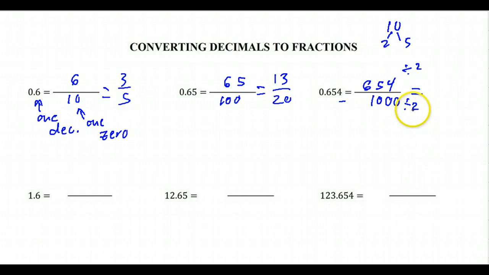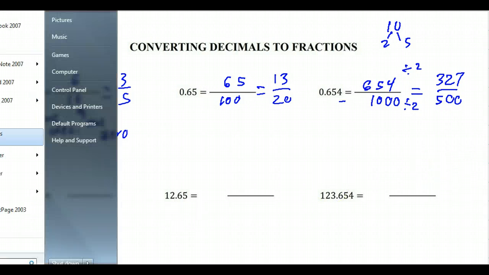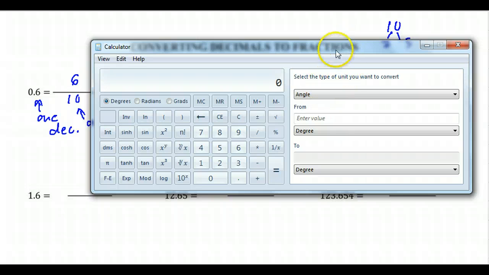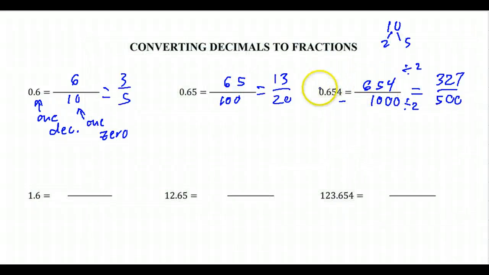You may have more than one 2. So like 654 divided by 2 is 327. And that's 500. And that's it. 327 out of 500. Here, you don't believe me? Here's a calculator. Let's check it. 327 divided by 500, 0.654. It's the same fraction.